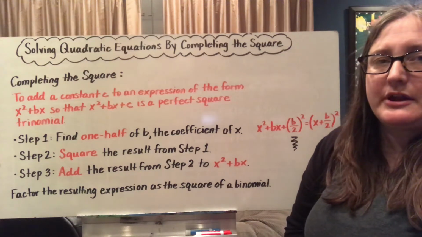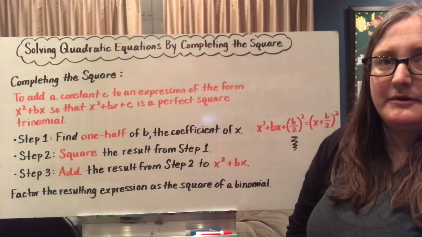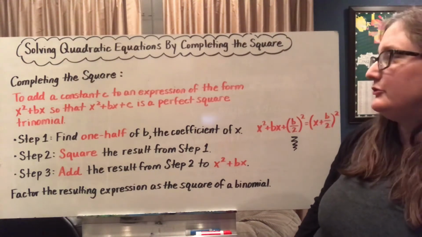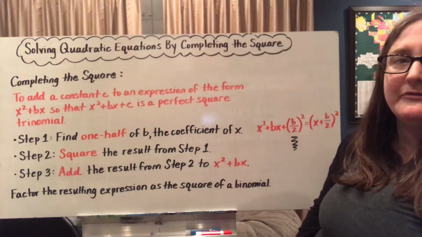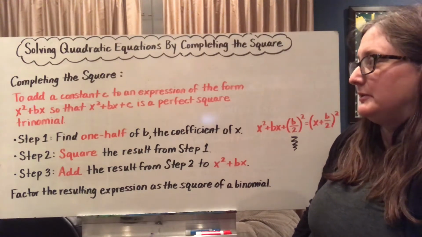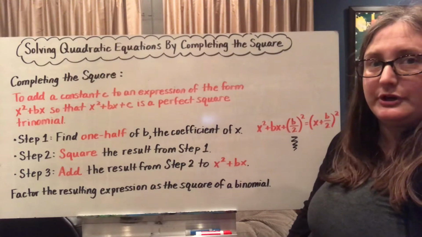This is solving quadratic equations by completing the square. When we're completing the square, we're adding a constant c to an expression that's already in the form of x squared plus bx, so that x squared plus bx plus c will be a perfect square trinomial.